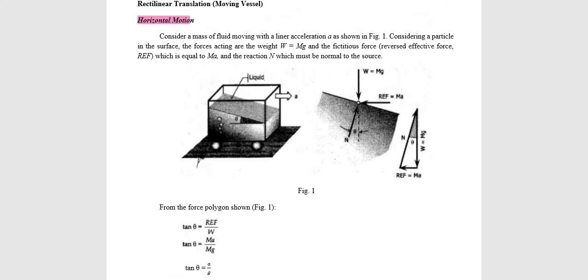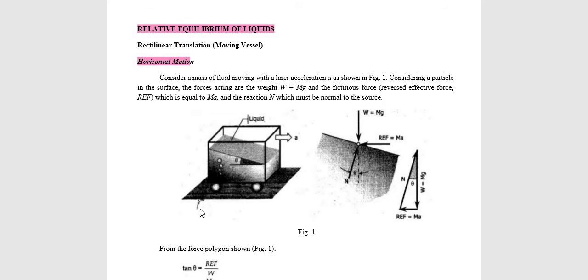So let us now proceed to inclined motion. Kanina, we have talked about horizontal motion. This time, we are considering an inclined motion. Meaning to say, the surface on which a vessel rests is inclined with respect to the horizontal axis. See the difference? Here, this is the surface, it has no angle. But in inclined motion, we have an angle alpha with respect to the x-axis. So, that is inclined motion.